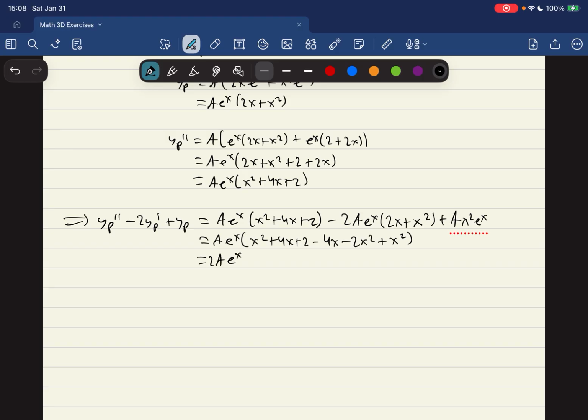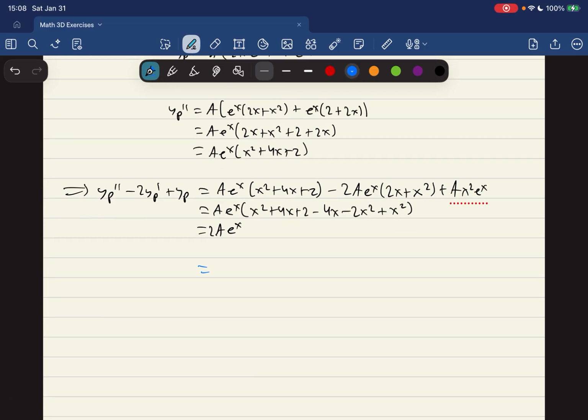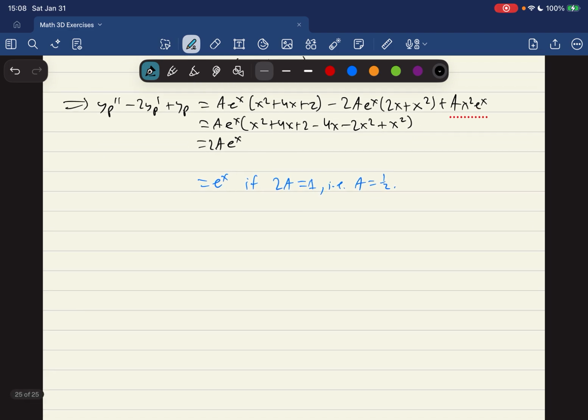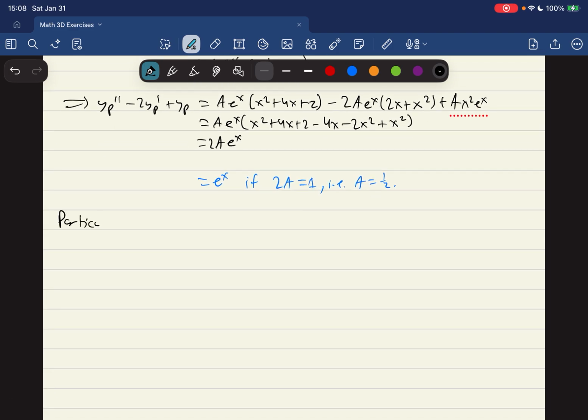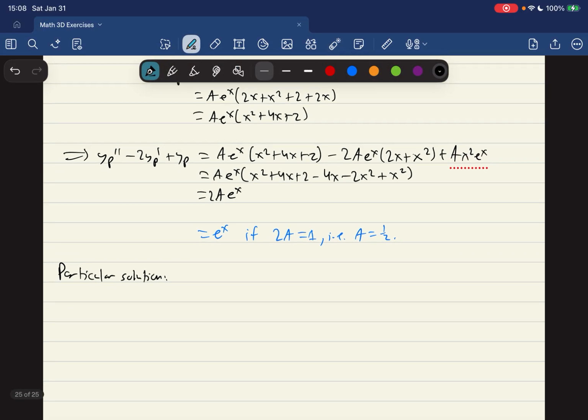And this is great because we can make this equal to e to the x if we make the constant 2a in front equal to 1. In other words, we make a equal to 1/2. And this gives me a particular solution. So just plugging a back into our guess right here, we have a particular solution y sub p equals 1/2 x squared e to the x.